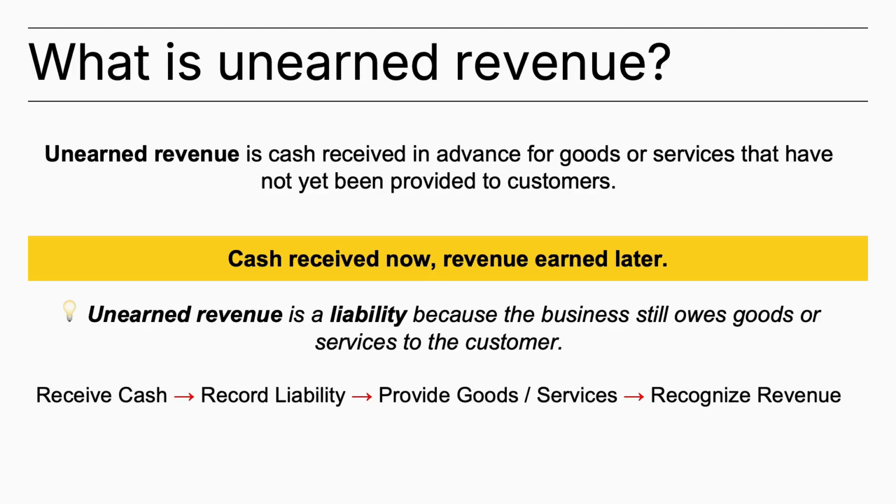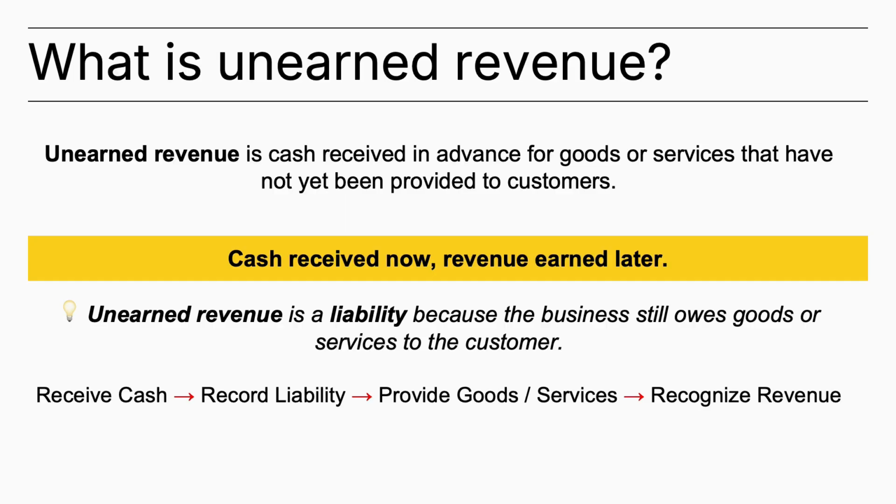If you look at the visual, you'll see the process. The business first receives cash. It then records a liability because it still owes the customer. Later, after providing the goods or services, it recognizes the revenue. That's the basic idea behind unearned revenue.